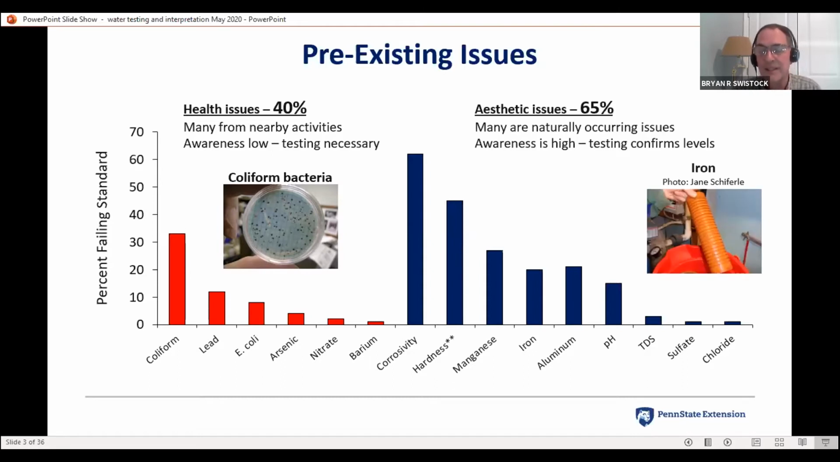Now on the aesthetic side, in the blue bars, these people tend to know more about because they usually have an obvious symptom like a stain or a taste or a smell. And so people are much more aware of these. Testing just kind of confirms that they're there. But examples would be something like iron, shown in that picture, where iron is clogging up a filter. And aesthetic issues affect about 2/3 of the private water systems. A lot of these are very minor issues that people don't even treat the water for. For example, hard water can be an aesthetic issue that a lot of people just choose to use the water even if it's very hard.